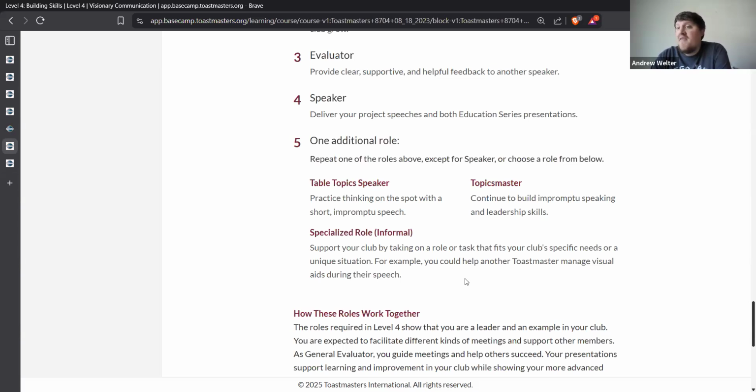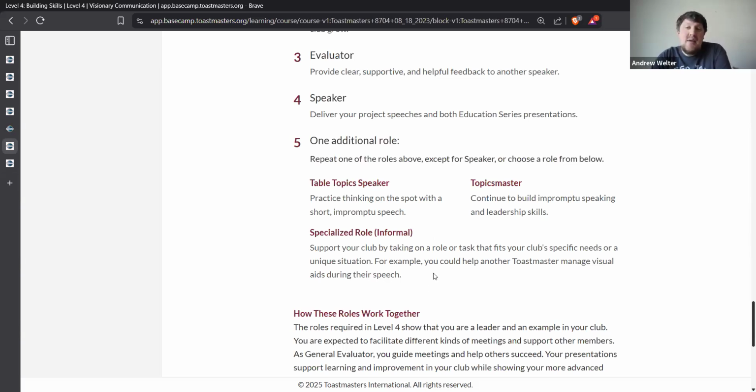Another example they give is if you have a speaker who has a handout and you assist them with the handout or assist them in some way with their visual aid during their speech, that counts. Just anything that you do in the meeting that is not specified as one of the required roles of Toastmasters. Anything can fit into that. So it's a very broad thing.